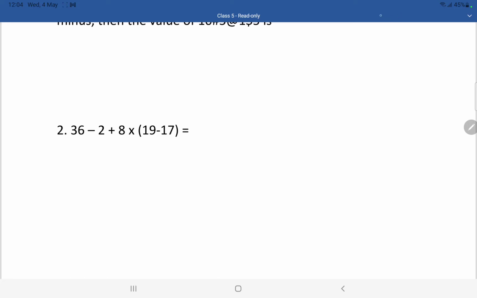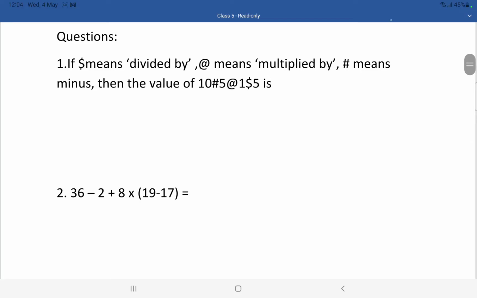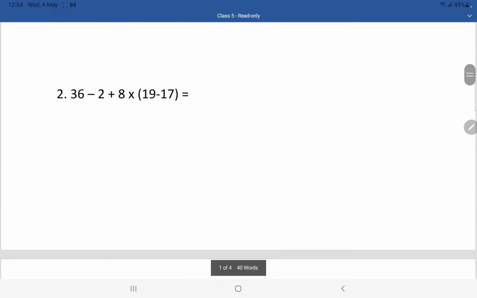So students, let us move on to the second question. As you see here, in the first question, they have given it something differently. They have given some symbols, they told us to substitute in this question, and they told us to solve the problem. But coming to the second question, they have given the question directly. Direct question is there. So let us start solving this. First of all, remember to follow the BODMAS rule for these kinds of questions.